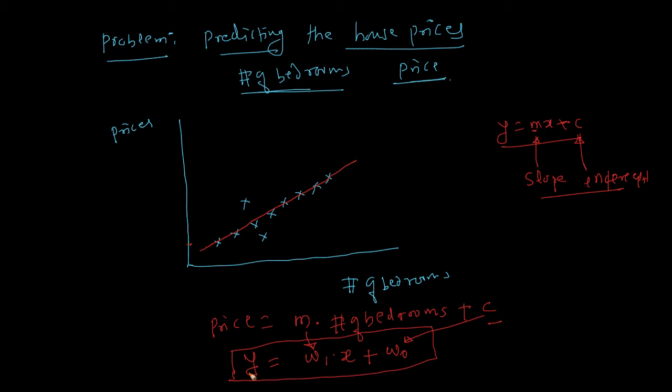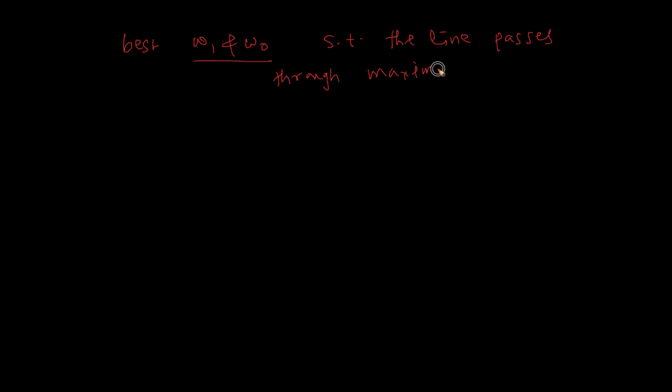So our objective is, in this equation, x and y are fixed because they are coming from the data set. What are the variables? The variables are only w1 and w0. So what we are trying to do is find the best w1 and w0 such that the line passes through maximum data points. That means when the line passes through maximum data points, it's called the best fit line, and when we have the best fit line, we have minimum errors.